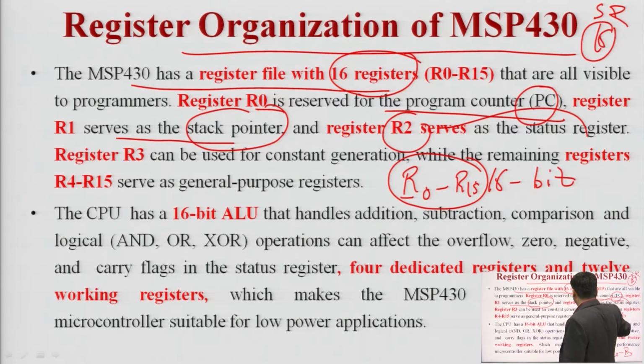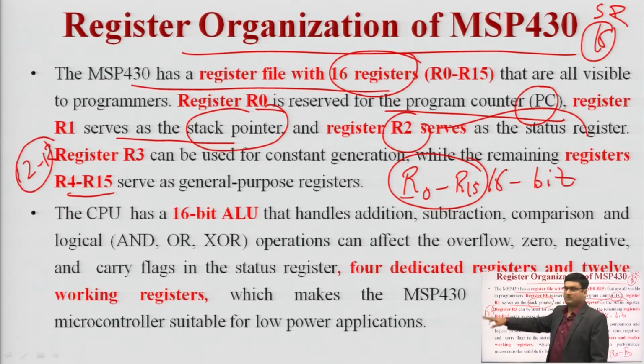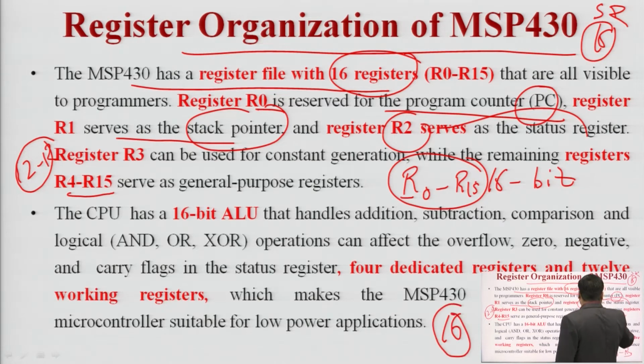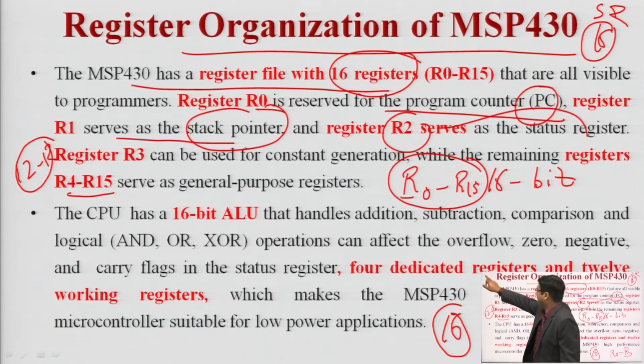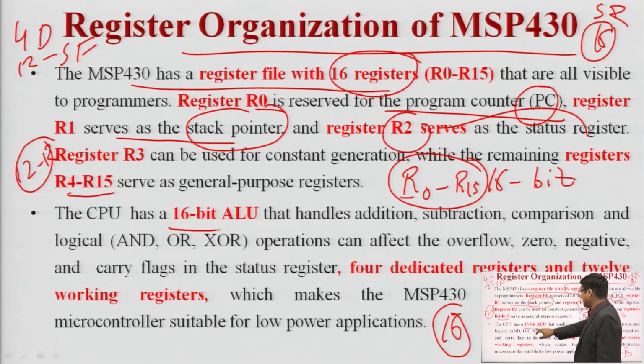But the other 12, from R4 to R15, are available as general purpose registers. They have a general purpose task, not a specific task. So out of the 16 registers, 4 have a dedicated function and 12 are general purpose.